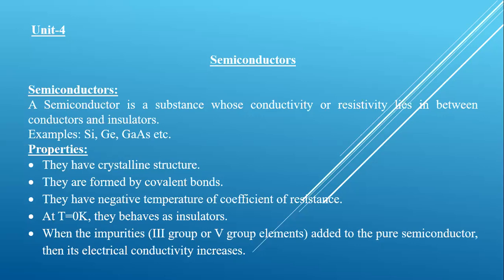And you know at temperature 0 Kelvin, they behave as insulators, and at higher temperature it becomes a conductor. So this depends upon the temperature phenomena. We can see the next one. When impurities, that is third group impurities or fifth group impurities, are added, then the electrical conductivity of the pure semiconductor increases. That is very, very important. If we add some impurities, whether third group elements or fifth group elements, the conductivity of the semiconductor increases.